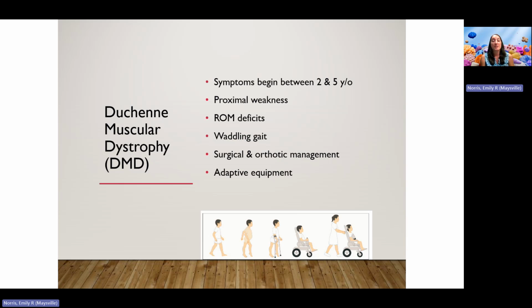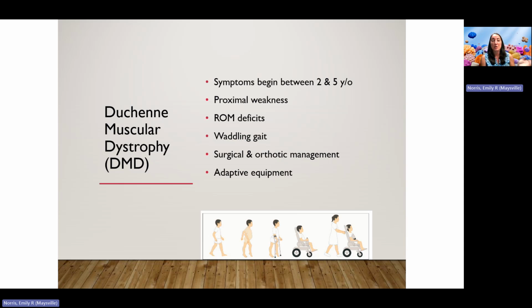It causes a progressive loss of strength and function. Again, the weakness is typically more proximal, shoulders, hips. Causes some range of motion deficits. Waddling gait is a very common symptom. They may require orthotic devices. They may require surgeries, definitely adaptive equipment as it progresses.